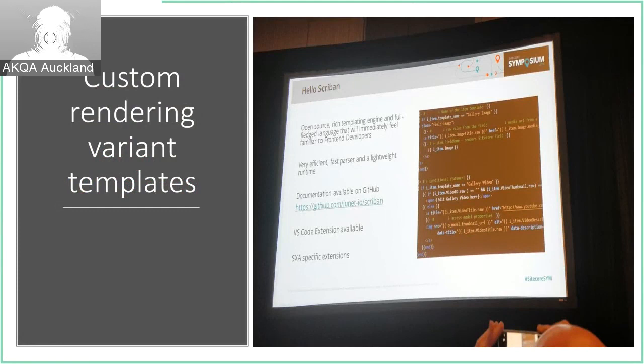So I presume Velocity and Scriban will live side by side in Sitecore for a while. From what I'm hearing, they would not. In 9.3, it's removed completely. Velocity is gone, they're dropping it.